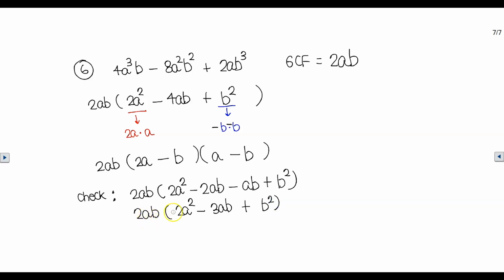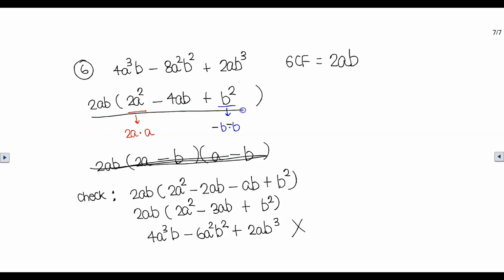And then we'll distribute. 2ab times 2a squared is 4a to the third b. 2ab times negative 3ab is a negative 6a squared b squared. And then finally, 2ab times b squared is 2ab to the third. That does not check out. That's wrong. We've got the wrong middle term. And the thing is, there's no way to rearrange this and do any better. So what that means is we cannot factor that trinomial. And this would be our final answer.